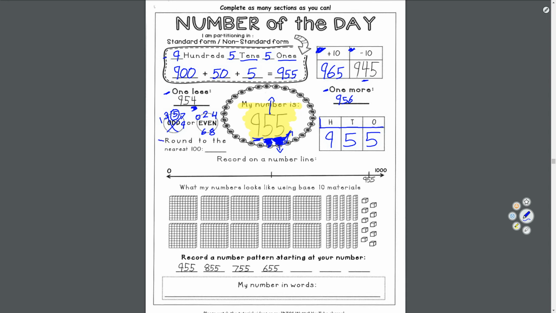Round to the nearest 100. Okay, let's put that over here. Let's do it in red. So 800, 900, and if we add 100 to 900, it's 1,000. And then the next one would be 1,100, 1,200. You get it? And what's our number? Remember, it's all about this one, 955.